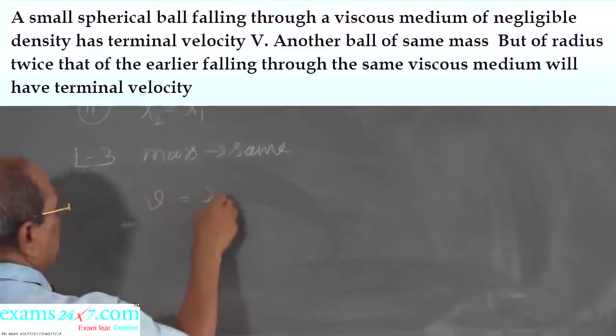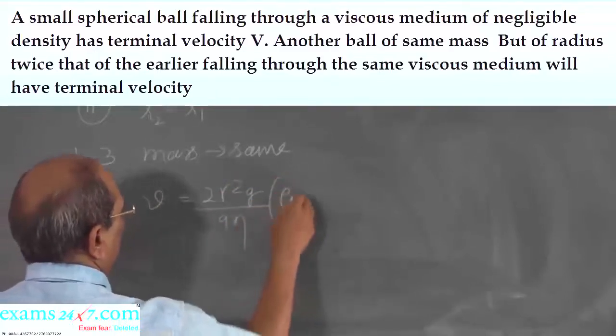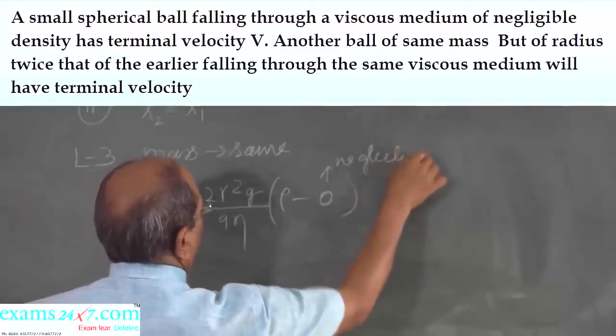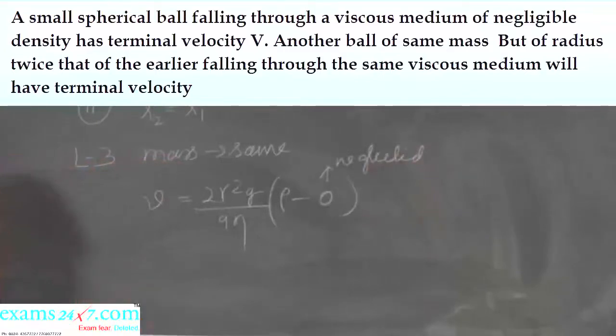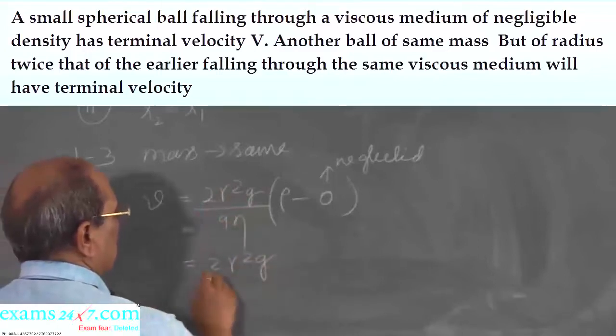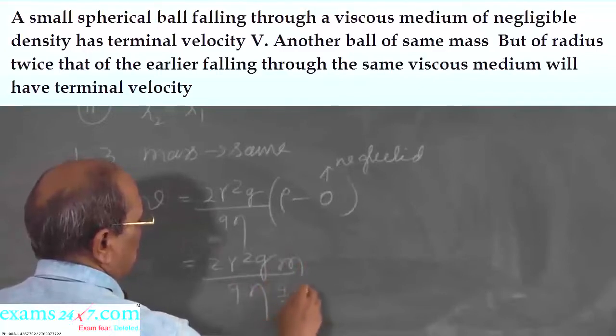Our duty is to bring in mass; the word is more important in this question. Terminal velocity is 2r²g upon 9η into (ρ minus σ). The density of the liquid is neglected. Density can be written as mass by volume. It is a sphere, so volume is 4/3 πr³, mass by volume.